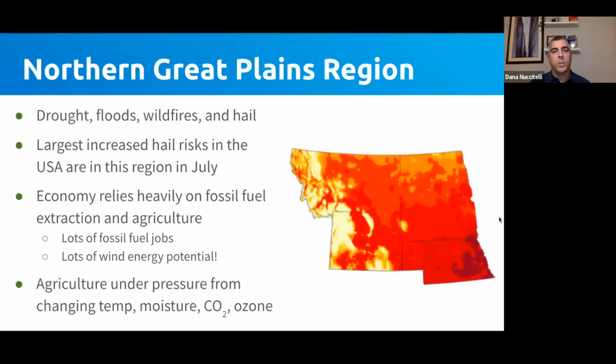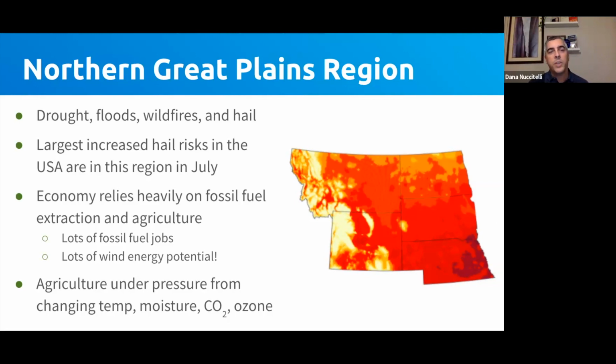So let's shift over now to the northern Great Plains, which is Montana, Wyoming, the Dakotas, and Nebraska. Their main climate impacts are drought, flood, wildfires, and also hail, which was an interesting one. There was a study that looked at hail risks as a result of future global warming, and found that the largest increase in hail risks in the country is in this region in the month of July. Obviously, if you have lots of big hail falling, that can do significant damage. So that's an interesting impact that I wasn't aware of until I read this report.